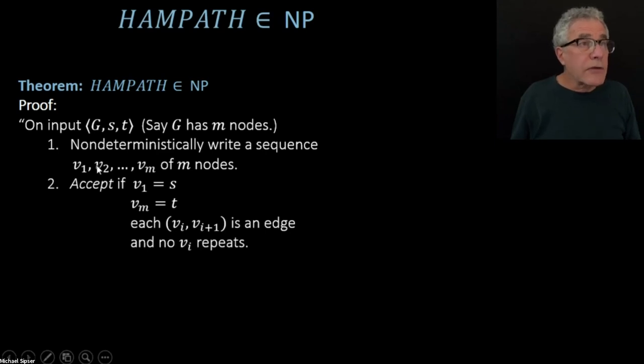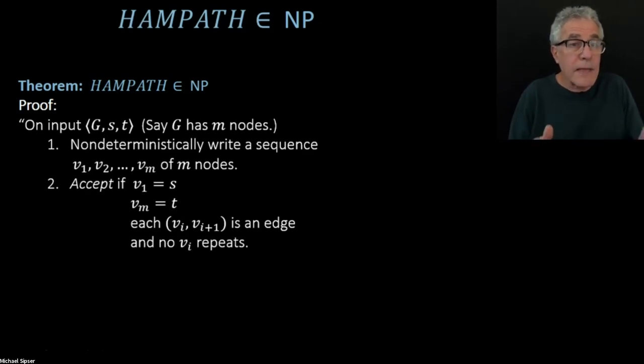So now, after we write down a candidate path, a sequence of nodes, I have to check that this really is a path. And the way I'm going to do that is to say, well, if I have just a sequence of nodes written down, what does it mean for it to be a Hamiltonian path from S to T?